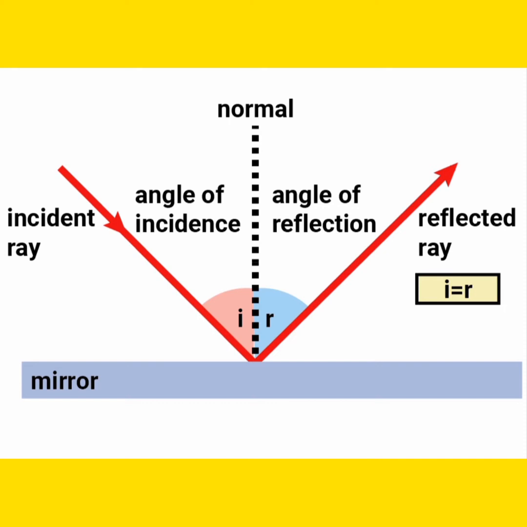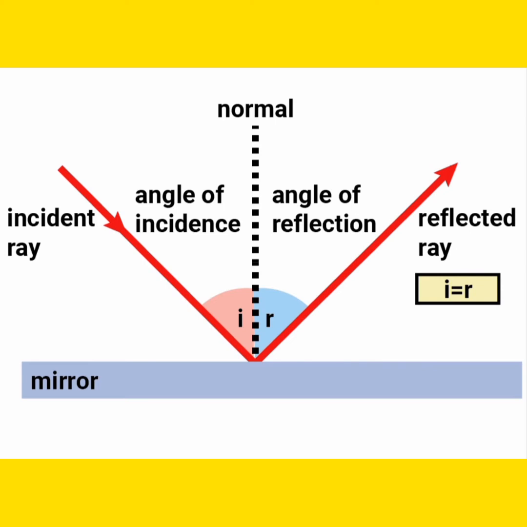And the second point says that the angle of incidence is always equal to the angle of reflection. What is meant by angle of incidence? It is the angle which is formed between the incident ray and the normal ray. The normal ray is the center ray.